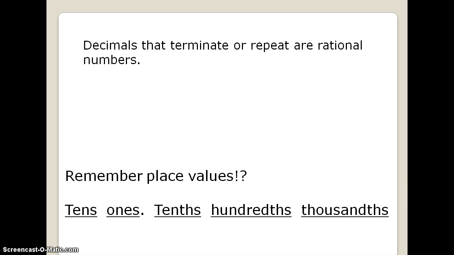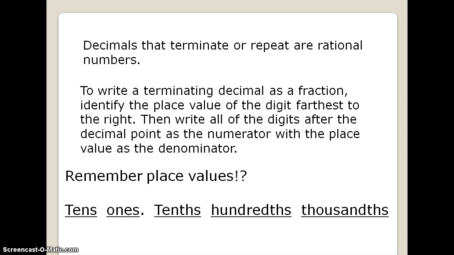Decimals that terminate or repeat are also rational numbers because those numbers can be turned into fractions if we want to. To write a terminating decimal, which means an ending decimal that has an ending number, as a fraction, identify the place value of the digit farthest to the right. Then write all of the digits after the decimal point as the numerator with the place value as the denominator. Remember place values? Here's a few of them. We start with tens and ones on the left, and then when we get to decimals, we have tenths, hundredths, thousandths, and so on.